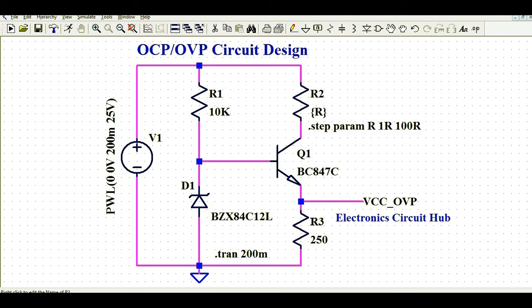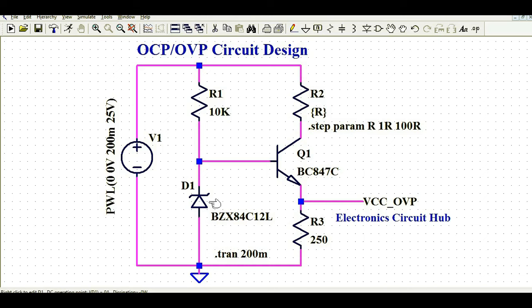So if you are getting a constant current irrespective of your input voltage changes, in our case the input voltage is changing from 0 to 25 volts, and my load resistance is changing from 1 ohm to 100 ohm. Irrespective of the change, let us see if you are getting a constant output voltage and constant output load current. This is our objective for designing this circuit. If this objective is met, that means your circuit is working for overcurrent protection OCP and over voltage protection OVP. Okay, so let me tell you one theory here.